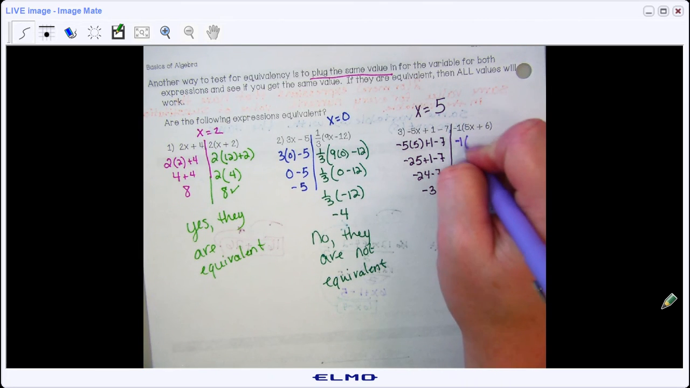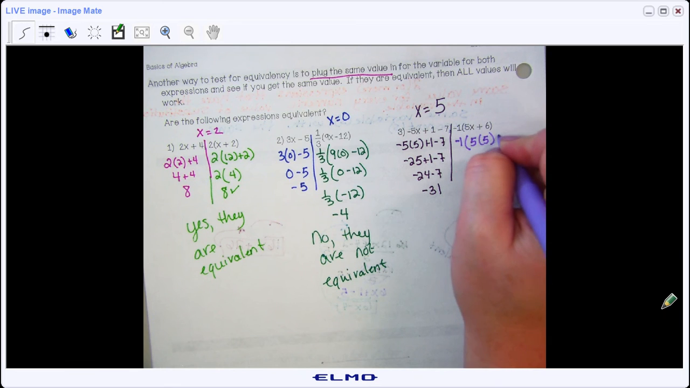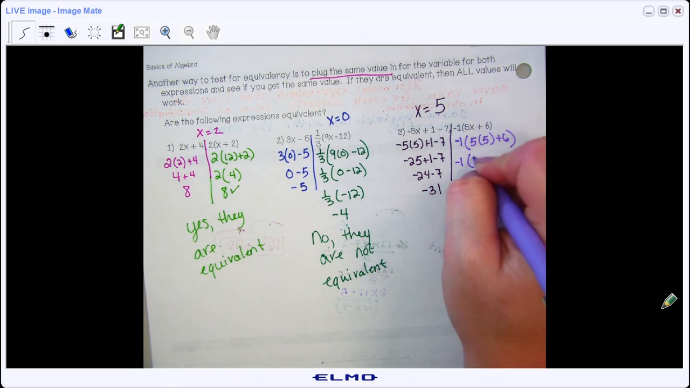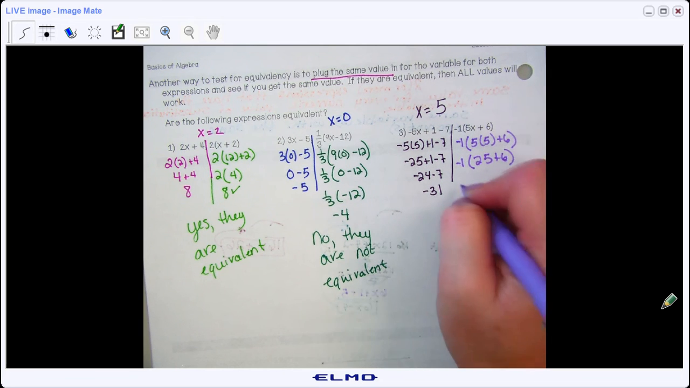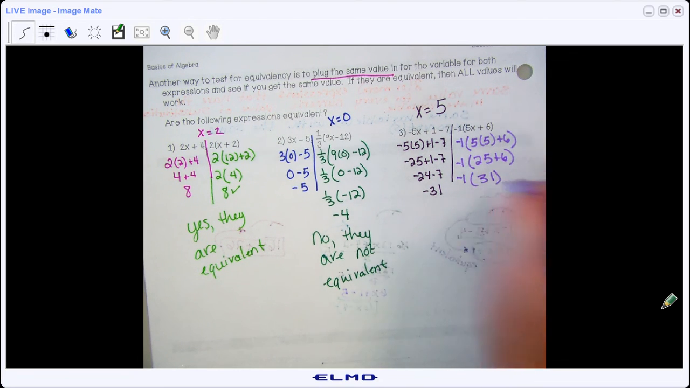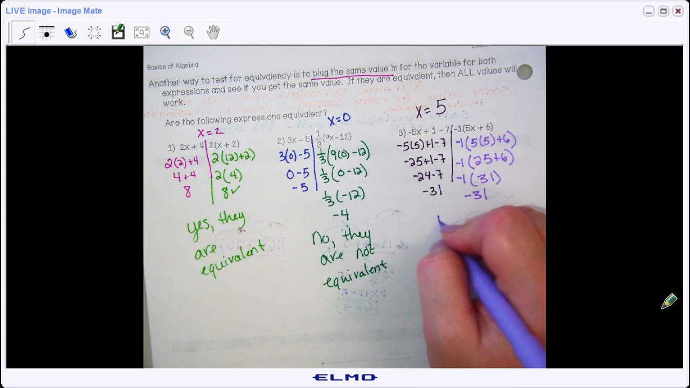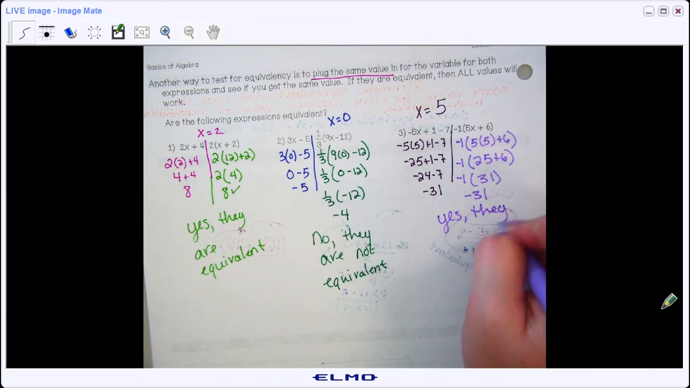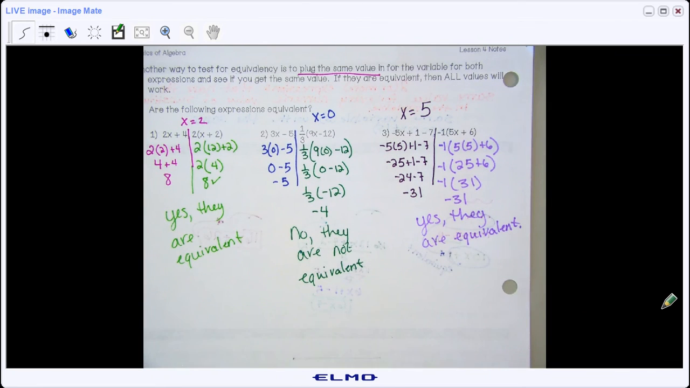All right, over here, let's plug in a 5. 5 times 5 plus 6. 5 times 5 gives me 25 plus 6. 25 plus 6 is 31. Times -1 is -31. So yes, they are equivalent. So equivalent just means that they have an equal value. So we can find it by simplifying, seeing if they're the same, which they were on the front side. We can find that by plugging in a value. It does not matter which method you use as long as you use one of them and understand equivalent expressions just mean that they are equal.